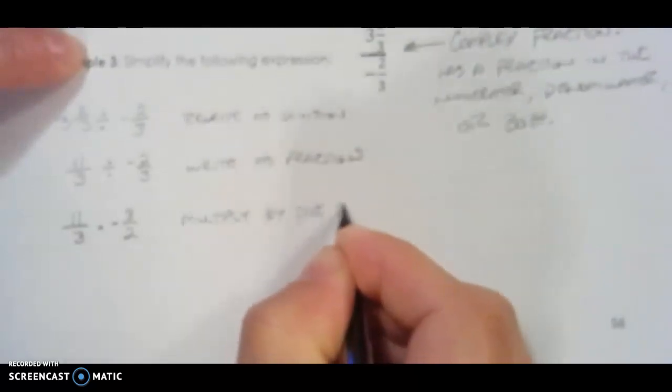Then we're going to do this as a multiplication problem. 11/3 times the reciprocal of negative 2/3, which is negative 3/2. So here we multiply by the reciprocal.